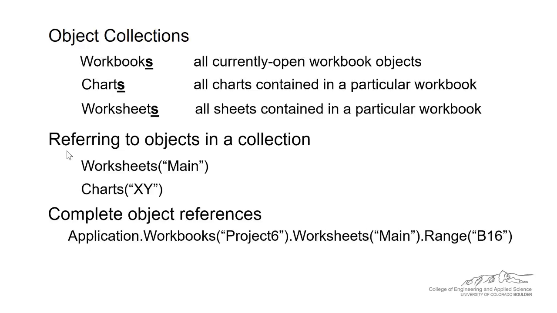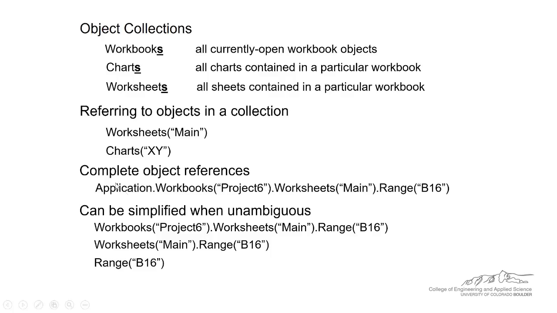The complete object references really include everything from the application down to the specific thing that you're referring to. So for example, application.workbooks, the Excel application, you're talking about project 6 in the workbooks. Of project 6, you're referring to the main worksheet, and then range B16 on the main worksheet.